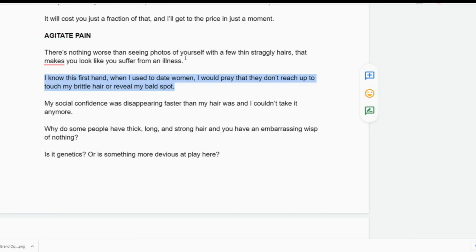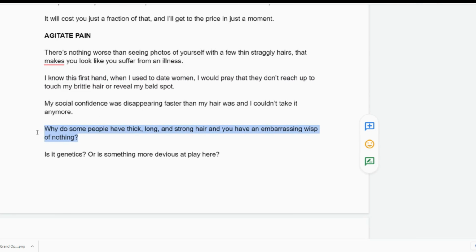Again, I got the gist of this from the VSL, and that was part of the reason that I put it in there, just because I found it quite strong when I read it. So I thought, why not add it in there? My social confidence was disappearing faster than my hair was, and I couldn't take it anymore. So this is where I'm really agitating the pain.